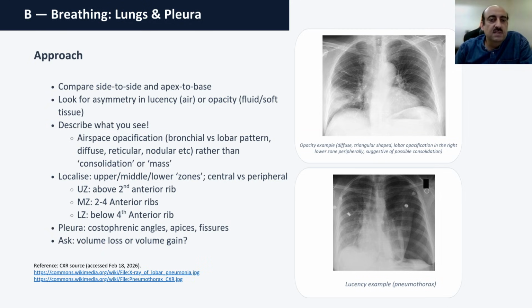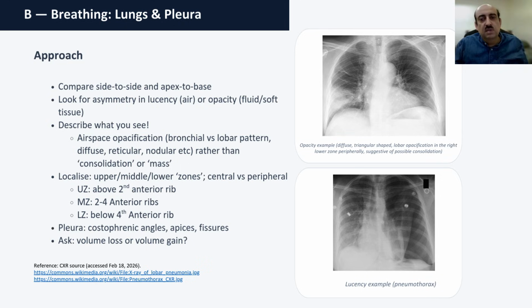Also localize in terms of zones. On the chest x-ray, as we discussed previously, you cannot comment on the lobe because it's a two-dimensional x-ray, not a 3D x-ray. So upper zone is above the first two ribs, middle zone between the second and fourth rib, and lower zone below the fourth rib. For pleura, once the lung parenchyma is done, look at the pleura, especially cardiophrenic angles, costophrenic angles, apices and fissures. And overall, just ask, is there volume loss or volume gain?